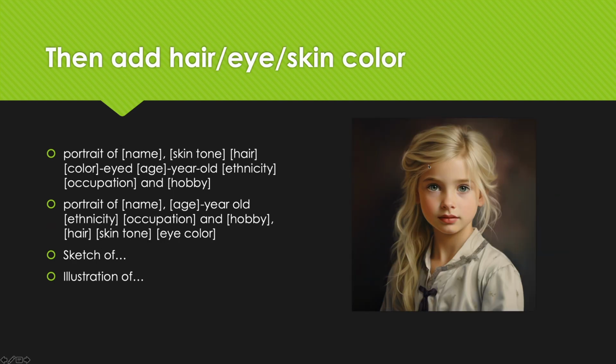And then this one is a template with a little bit more detail. Portrait of name, skin tone, hair, color of the eyes, age, ethnicity, occupation, and hobby. And then you can get an image like the one on the right. And the same thing: portrait of, sketch of, illustration of, and you can change the order of the tokens as well.